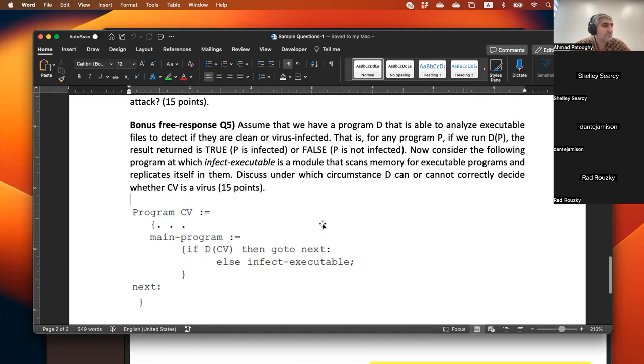Can you say part two again? You said the operating system is not being informed when D is called by CV. In that case, CV, which is the virus, will be able to effectively hide himself and it will not be caught.